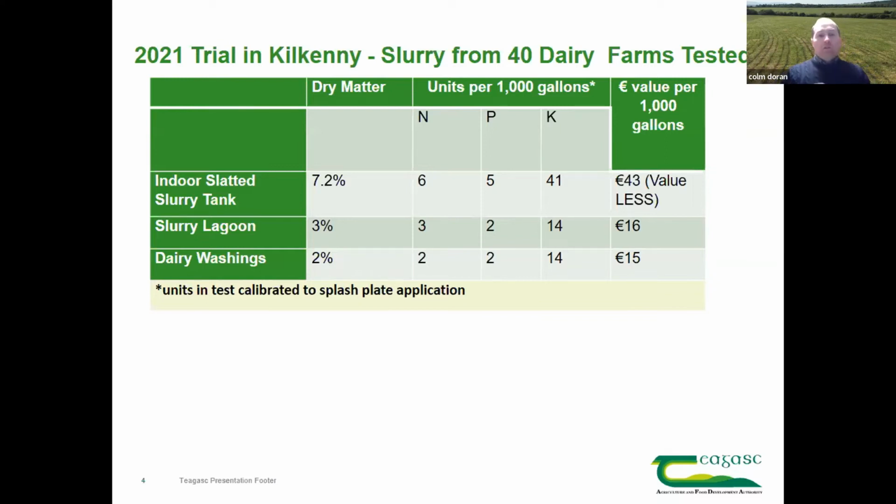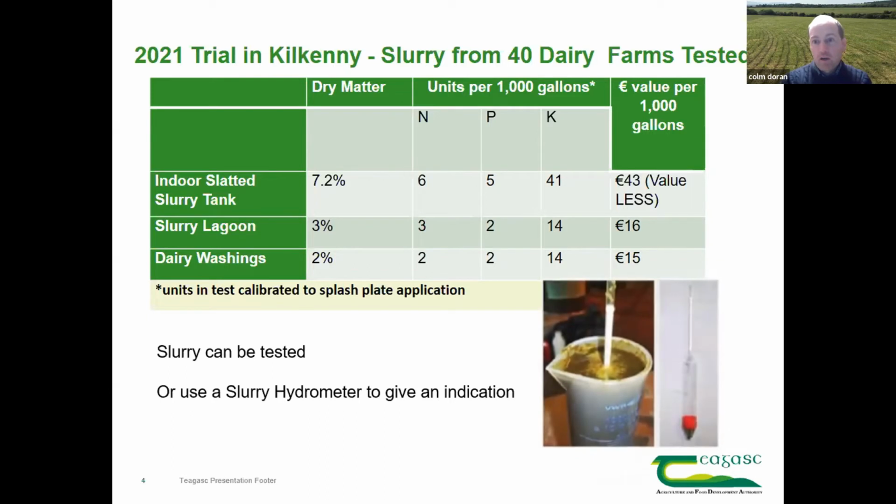The principle I want to get across here is that the more important thing to bear in mind is the actual dry matter content, which has the bigger impact here, rather than the type of tank it is or the type of animals that are in there. So the more dilute the slurry is with water, the fewer units are going to be available.